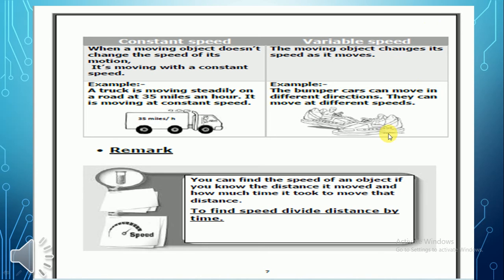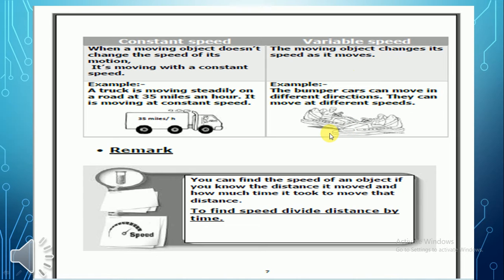Excellent. Okay, variable speed. Do you like these bumper cars? I like this game. Okay, so the moving object changes its speed as it moves.